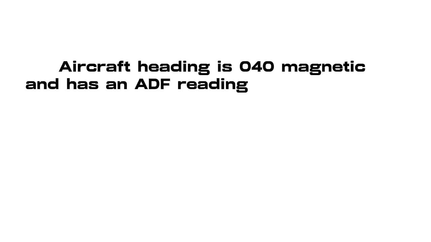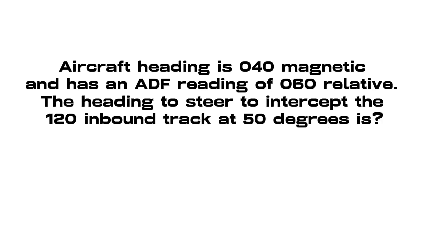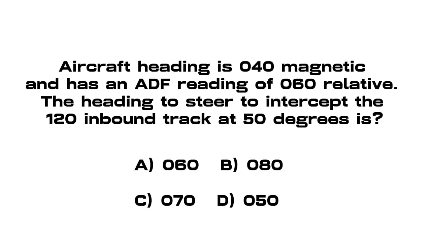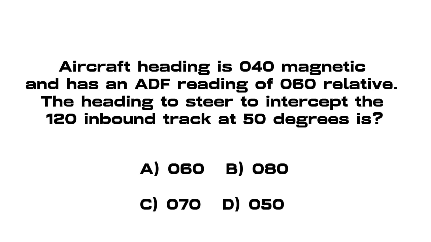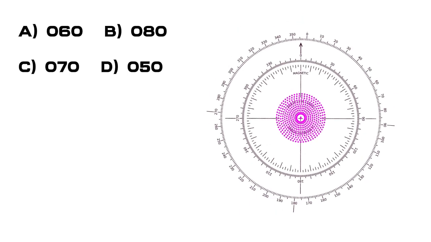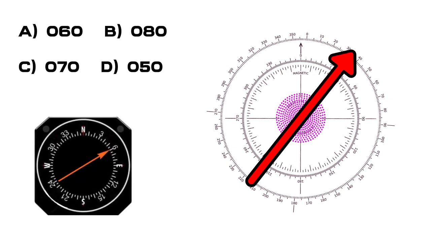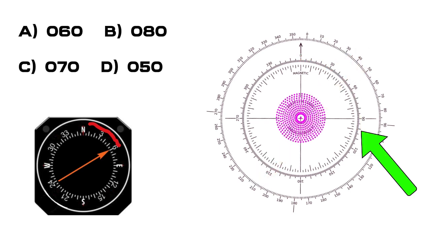Aircraft heading is 040 magnetic with an ADF reading of 060 relative. The heading to steer to intercept the 120 inbound track at 50 degrees is... This is a fun one. So here's our station, and we'll put a compass rose around it. Our heading is 040, so we're flying this direction. With a relative bearing of 060, we can see that turning 60 degrees to the right will point us to the NDB. Our 040 heading plus a 060 relative bearing means the magnetic bearing to the station is 100. So right now our aircraft is crossing the 100 track to the station.